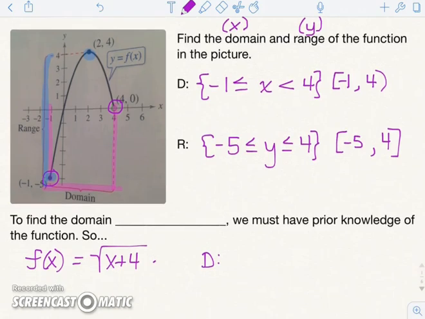To determine the domain of a function algebraically, you need prior knowledge about the graph. If I didn't have a picture of the graph, I would either have to graph it or put it in a calculator and look at it. If I don't have that, I'm going to have to use my prior knowledge.